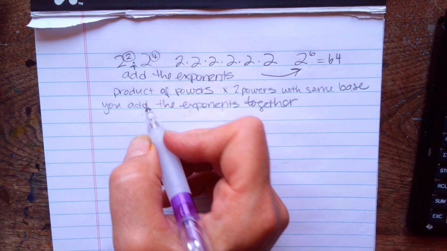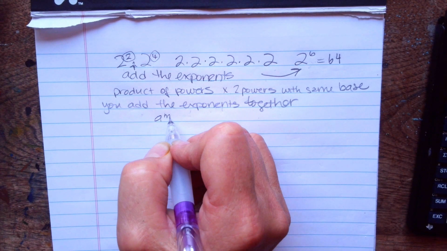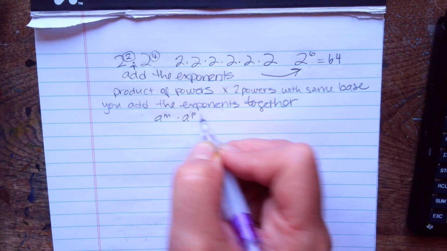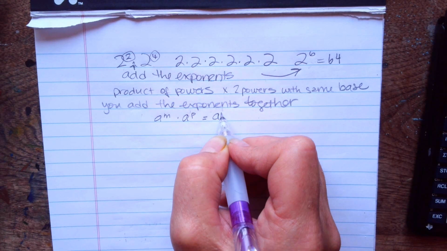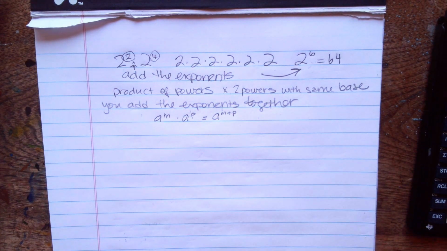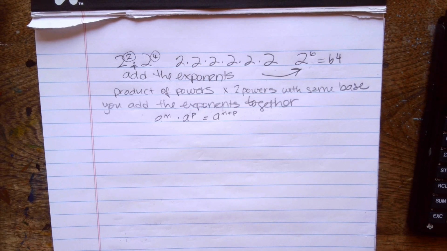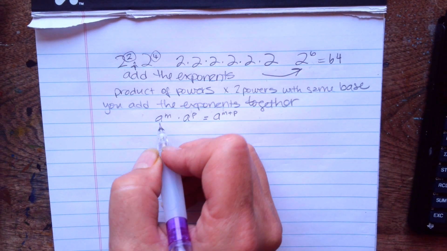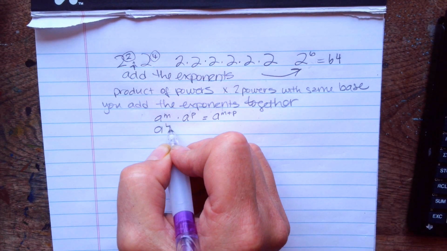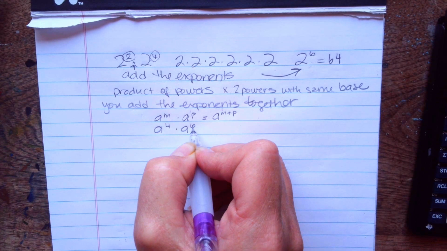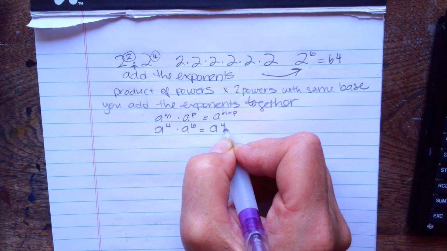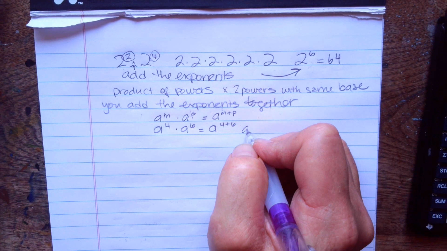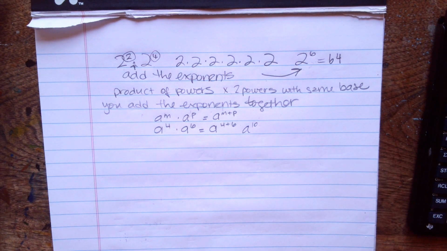A to the m power times a to the p power equals a to the m plus p. Okay. And then in number terms, a to the 4th power times a to the 6th power equals a to the 4 plus 6, or a to the 10th power. Yep. All right. So because you're in high school now, it goes quickly into the next concept.